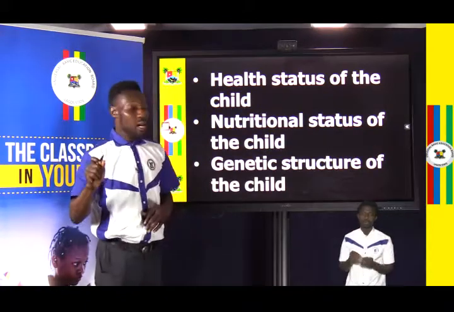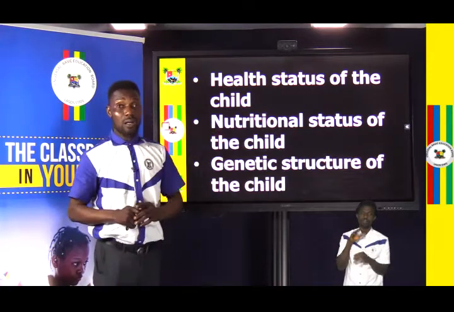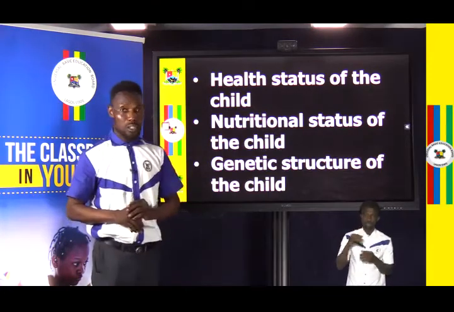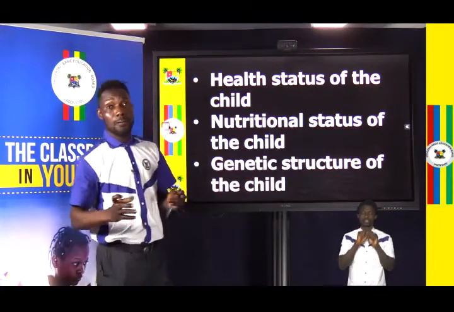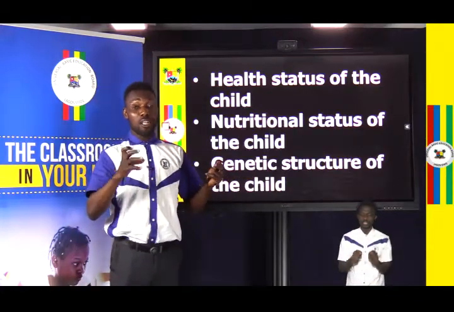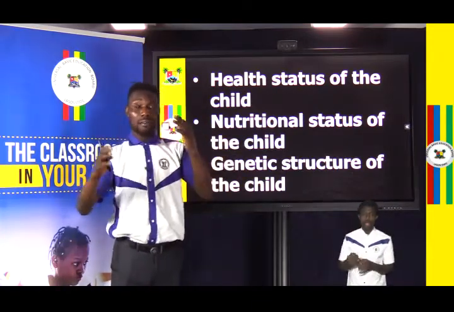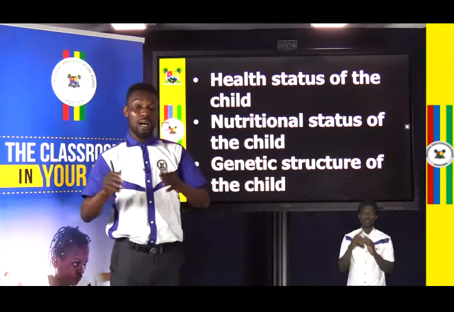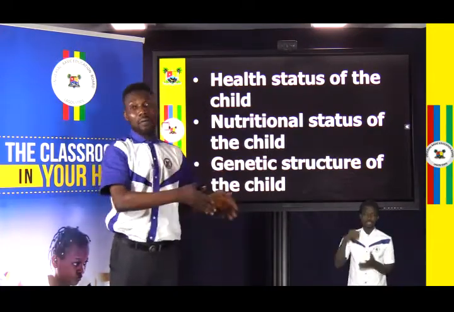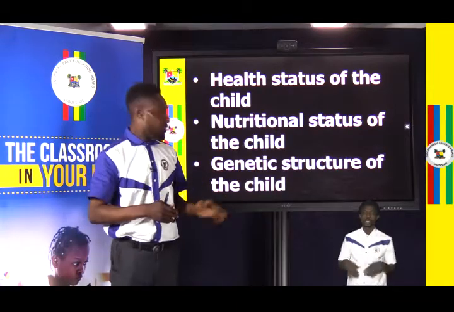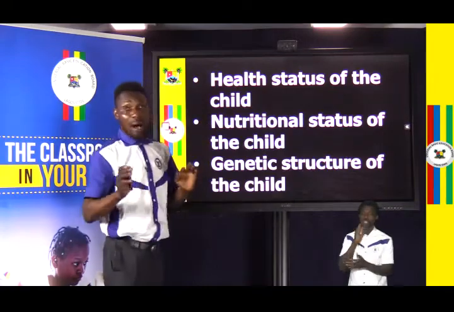Number two, nutritional status of the child is also needed to be considered. And genetic structure of the child, that's the transmission of genes from the parents to the offspring. Maybe the physical appearance of the father, or how the father does certain things, will also appear in the child's life. That's genetic structure of the child. So all these are factors to be considered.